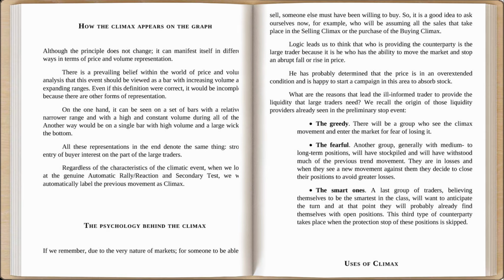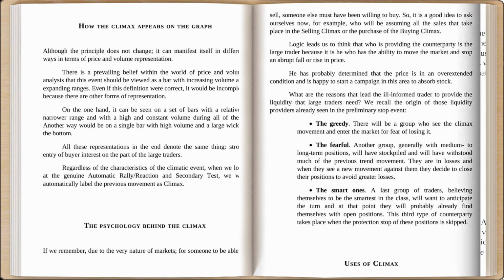They are in losses, and when they see a new movement against them, they decide to close their positions to avoid greater losses. The smart ones. A last group of traders, believing themselves to be the smartest in the class, will want to anticipate the turn, and at that point, they will probably already find themselves with open positions. This third type of counterparty takes place when the protection stop of these positions is skipped.